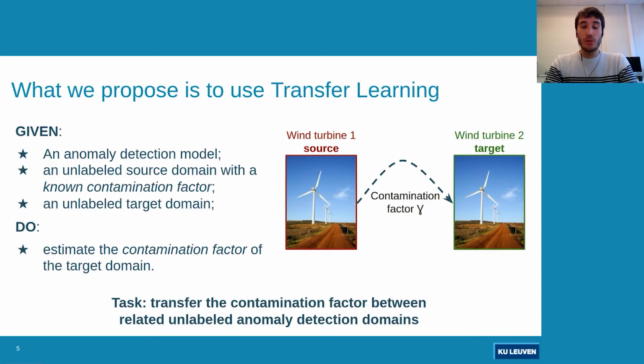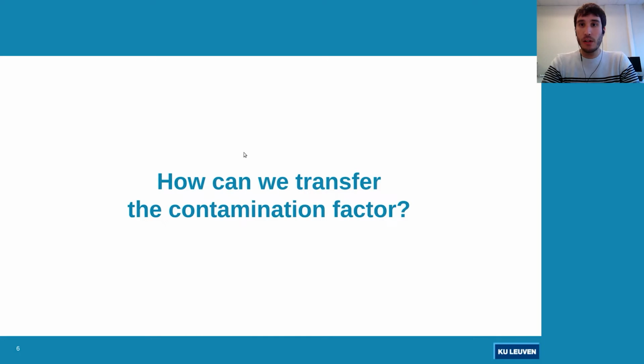What we propose is to use transfer learning. Formally, given an anomaly detection model, an unlabeled source domain with its contamination factor, and an unlabeled target domain, we want to estimate the target contamination factor. Essentially, our goal is to transfer such a contamination factor from the source to the target domain, assuming that the two anomaly detection domains are related. So our main question is, how can we do such a transfer?